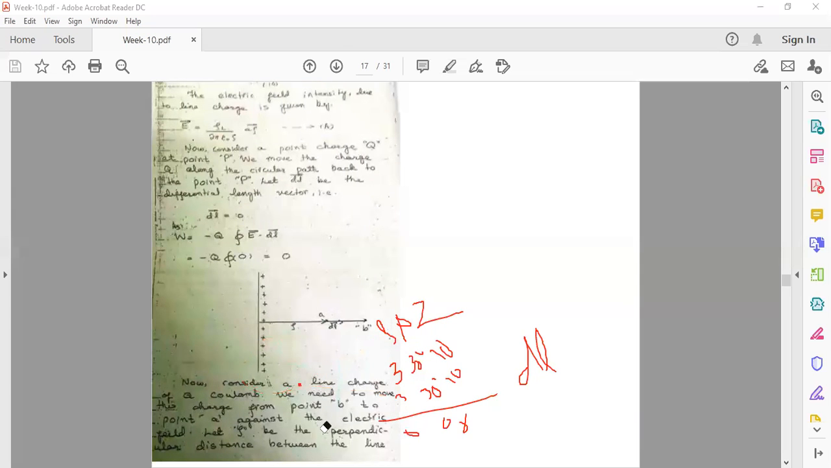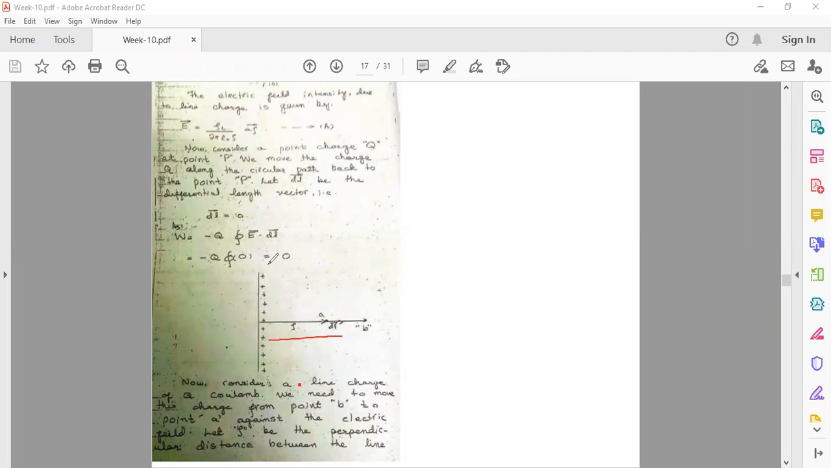Now we have to consider a perpendicular line along a rho. This is the source charge. Source charge means the rho L, line charge density, and this is along the rho. This is our point of observation. If we move a charge from B to A against the electric field, this is our initial point and this is our final point, how much work will be done? So we have to find this work done.